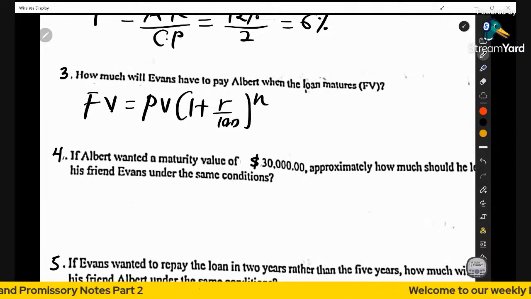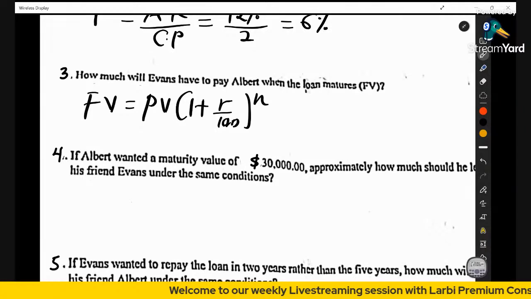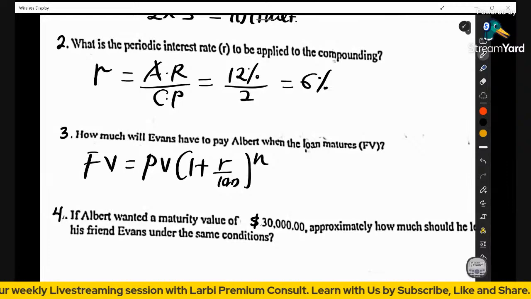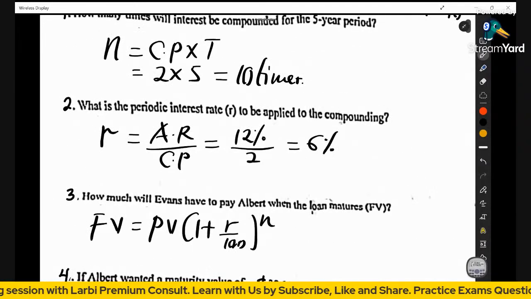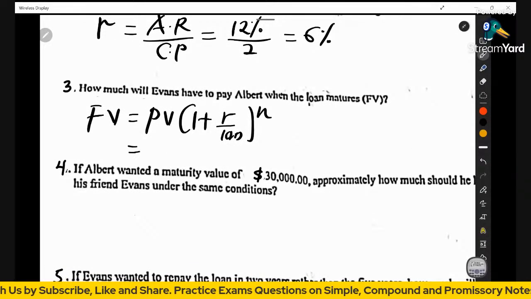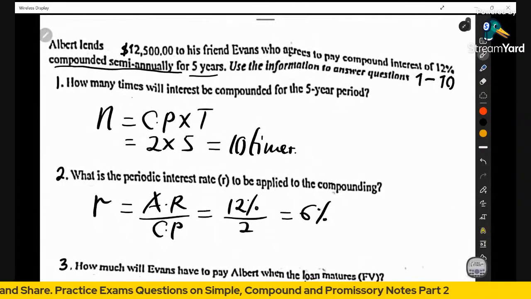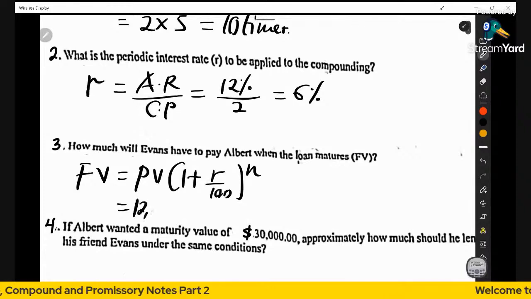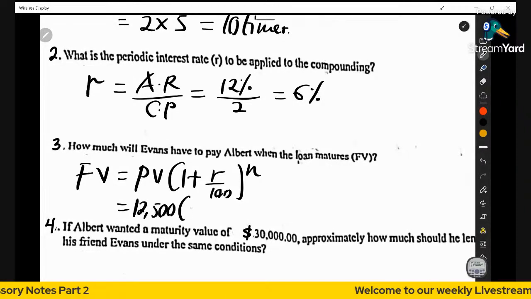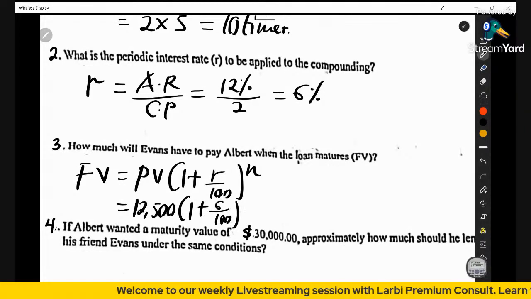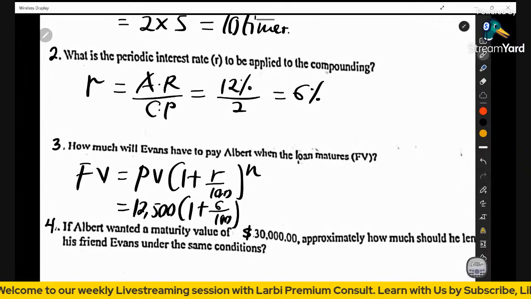This was what some of you were talking about earlier. Why did I include the n and this kind of stuff? But actually, that was a mistake. So let's take note. This is how we use the formula to compute. Now we know our R, being the periodic interest, and we also know our n to be 10 times. So we can easily compute our future value, or the maturity value of the loan. And we know that the loan has a present value or principal of 12,500. So we have 12,500 into brackets 1 plus 6 divided by 100, that's 6%, and then to the power of 10.